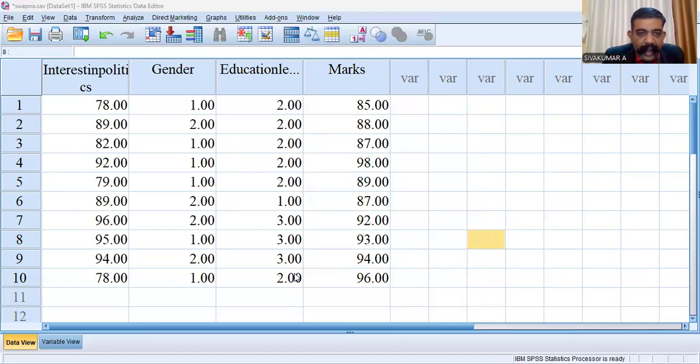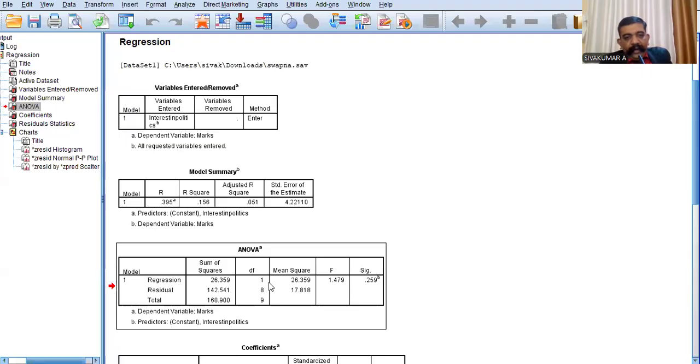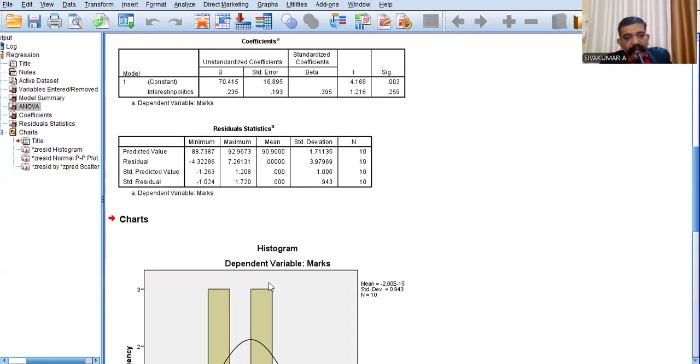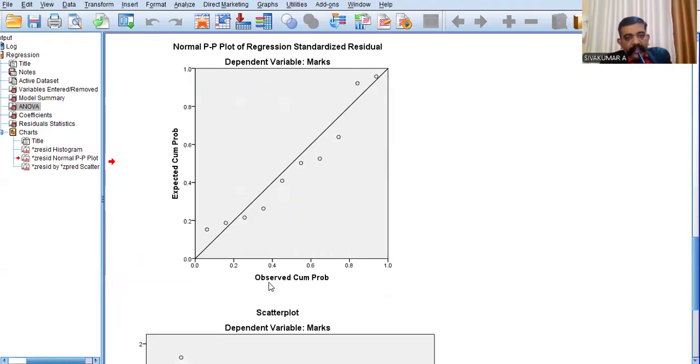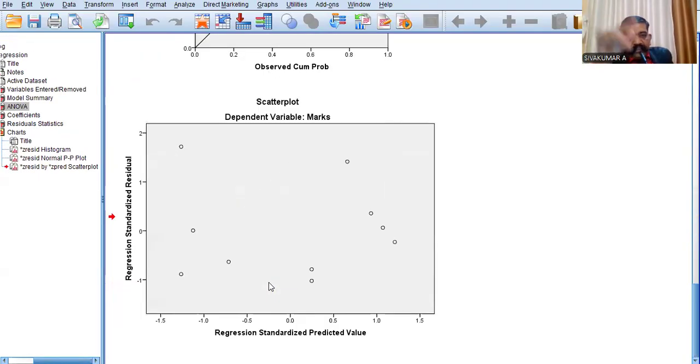I have got the output. Please wait, I must show the output screen to you. This is the output. You can see so many tables, but you need not notice those tables. Our interest is condition number 6 and condition number 7. Please note the scatter plot, dependent variable marks.